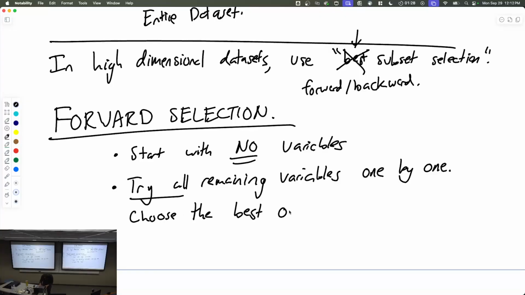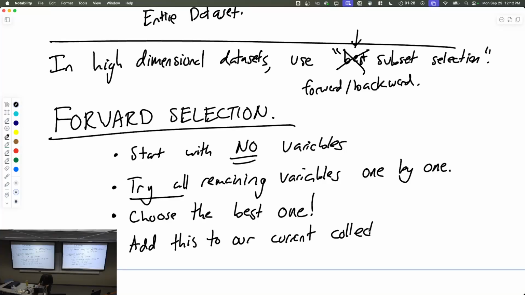Try all remaining ones. Choose the best one. And then we add this to our current collection of variables. And then we go to this step.